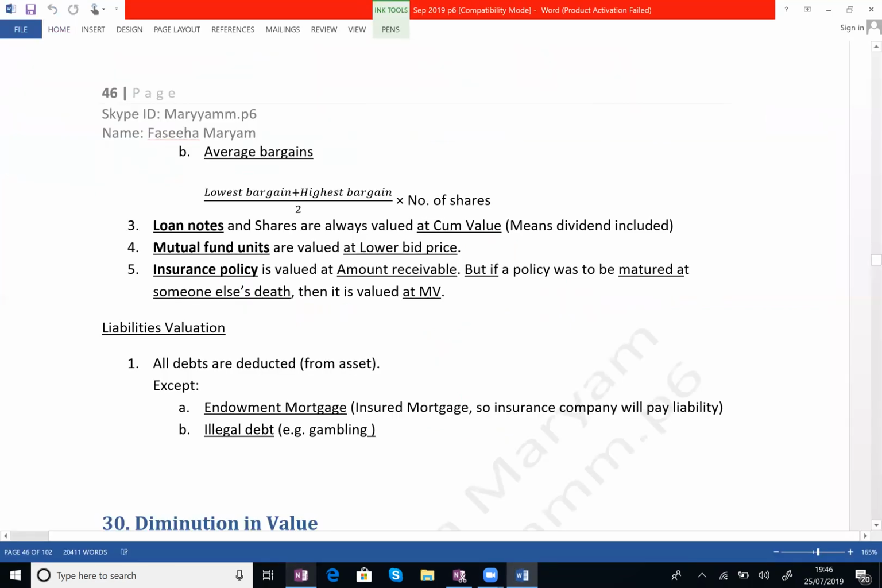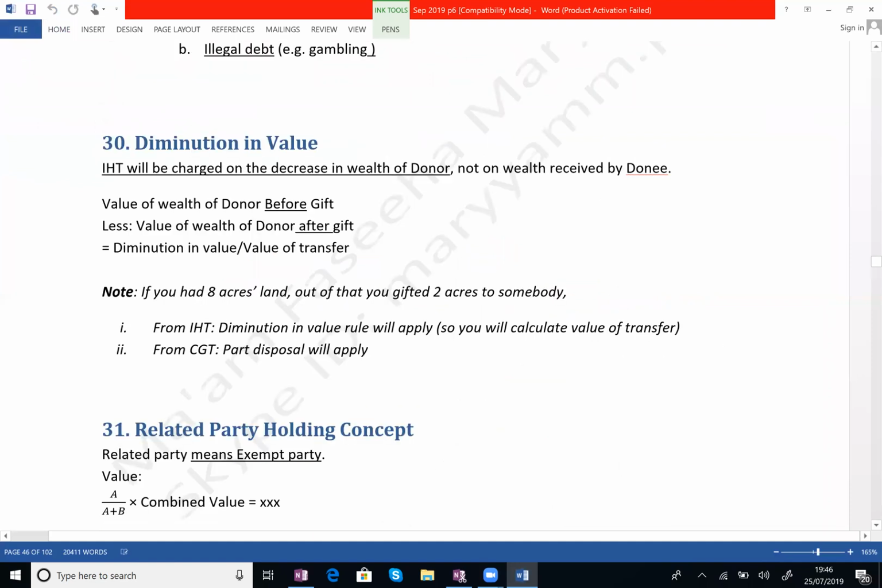Okay, the next concept is the diminution in value rule. Diminution in value says IHT will be charged on the decrease in wealth of the donor, not on the wealth received by the donee. It means you charge the IHT from the donor's point of view. How? You can see the formula below: value of wealth of donor before gift minus value of wealth of donor after gift gives the decrease or diminution in value, also called the value of transfer.